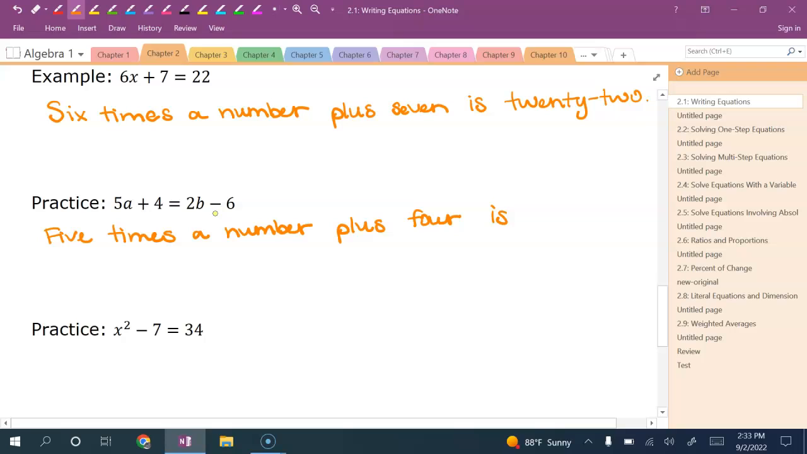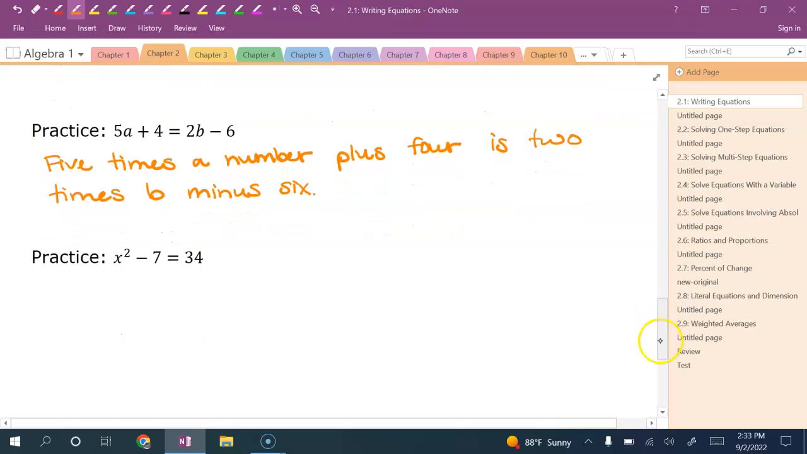If they had just one letter, I would maybe say still use a number, but it gets a little bit confusing when they start throwing in multiple letters, because then how do you differentiate the numbers? You don't want to call them all a number. So I would have been okay for this one if you had said is 2 times B minus 6. And then for the other practice problem, I would have said a number squared minus 7 is 34.